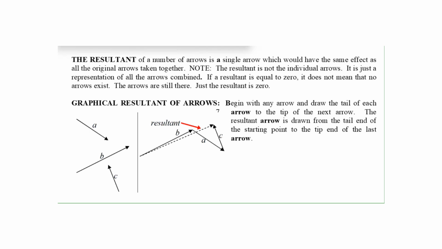Graphical results of arrows. Begin with any arrow and draw the tail of each arrow to the tip of the next arrow. The resultant arrow is drawn from the tail end of the starting point to the tip of the last arrow.